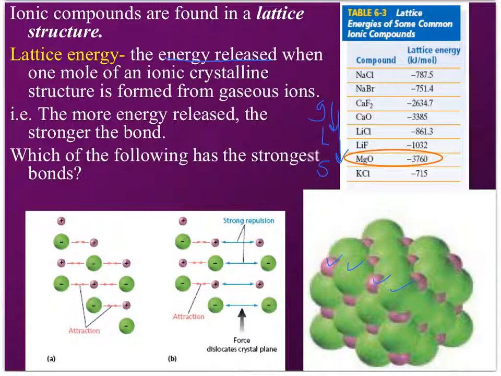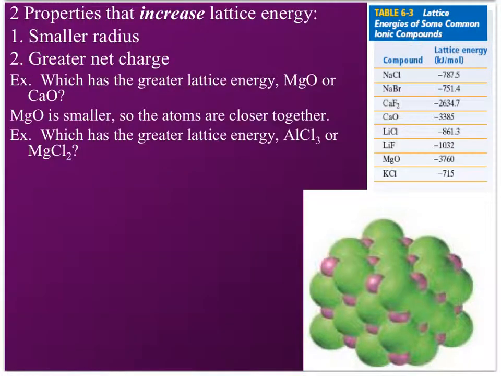And as you can see here, magnesium oxide has the most lattice energy, therefore the most energy released when it's formed from gaseous ions, so that would have the greatest lattice energy. The next slide, again, is for honors chem. We'll look at 2 properties that increase the lattice energy. First of all is the atomic radius.